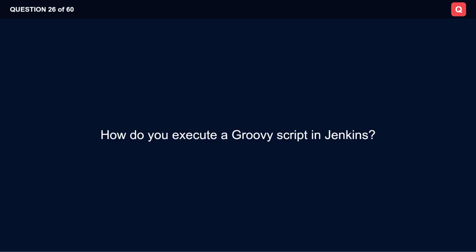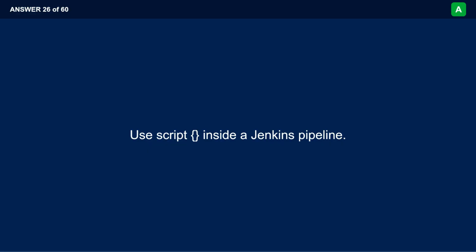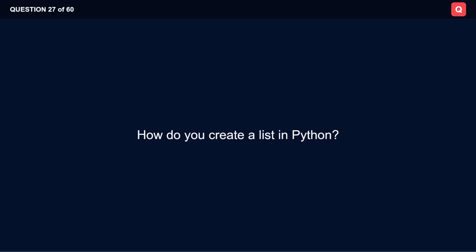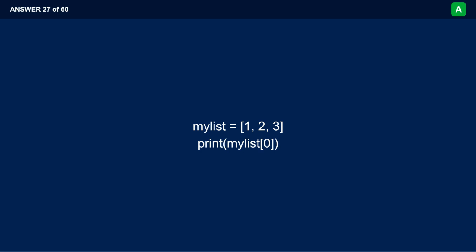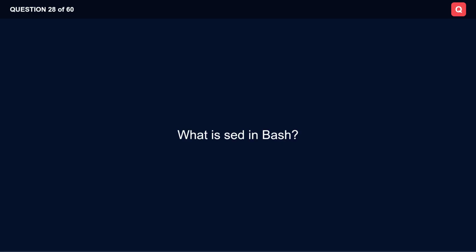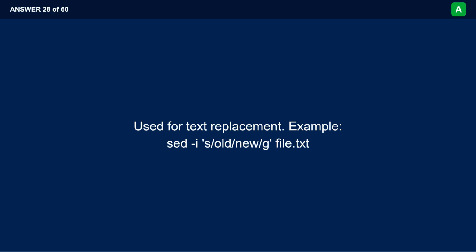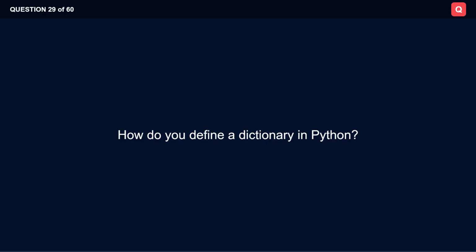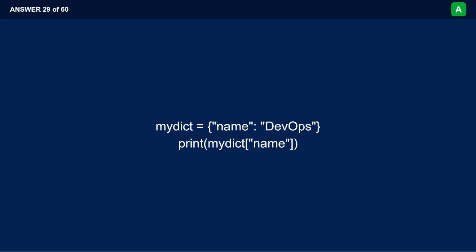How do you execute a Groovy script in Jenkins? Use script inside a Jenkins pipeline. How do you create a list in Python? mylist = [1, 2, 3]; print(mylist[0]). What is sed in Bash? Used for text replacement. Example: sed 's/old/new/g' file.txt. How do you define a dictionary in Python? mydict = {"name": "DevOps"}; print(mydict["name"]).